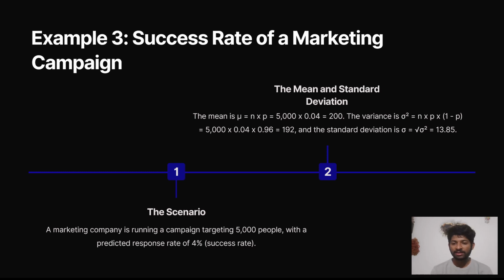The variance sigma square is equal to n into p into (1 minus p). After calculating all this, we get 192. The variance is 192. Then the standard deviation is calculated. Sigma is equal to the square root of sigma square. That is, we get the value as 13.85.